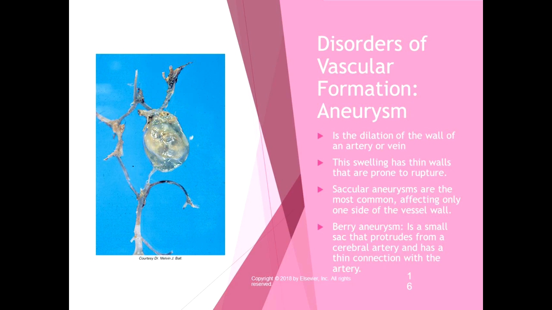So an aneurysm is the dilation of the wall of an artery or vein. The swelling has thin walls that are prone to rupture. Saccular aneurysms are the most common, affecting only one side of the vessel wall. A berry aneurysm is a small sac that protrudes from a cerebral artery and has a thin connection with the artery. So you can see what the problems would be there. Potential for more clot formation, and because the walls are thin, potential for rupture. So an aneurysm could cause an ischemic stroke or a hemorrhagic stroke.